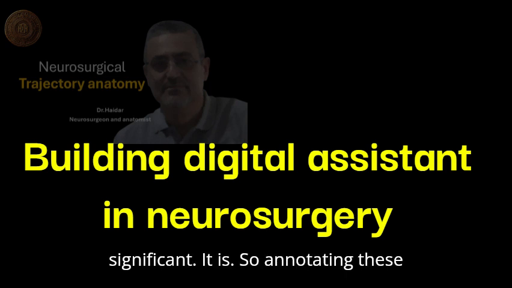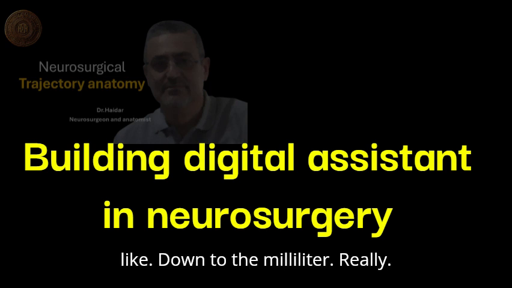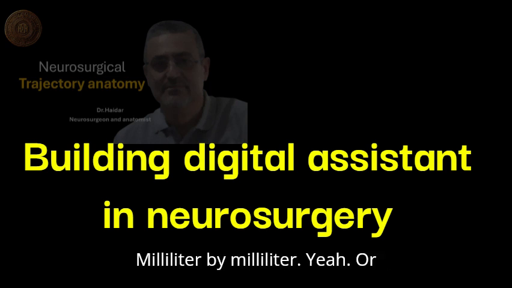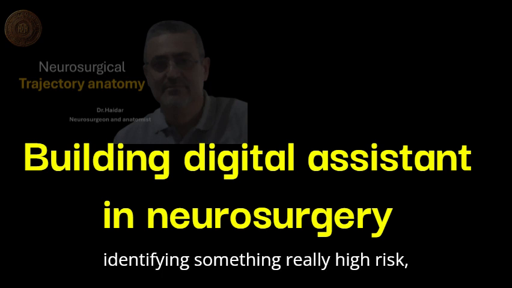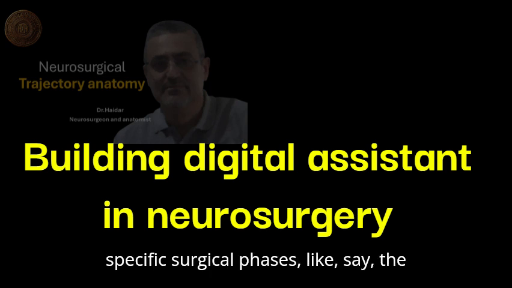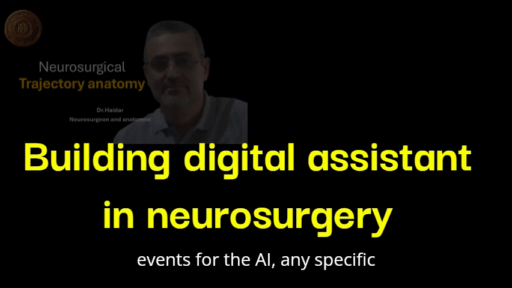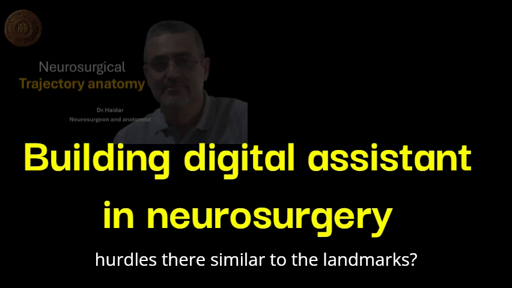So annotating these events could mean tracking blood loss, like down to the milliliter. Really? Milliliter by milliliter? Yeah, or identifying something really high risk, like an aneurysm rupture the moment it happens. Or even just recognizing specific surgical phases, like, say, the 4 distinct phases in removing a pituitary adenoma. So identifying these events for the AI, any specific hurdles there similar to the landmarks?